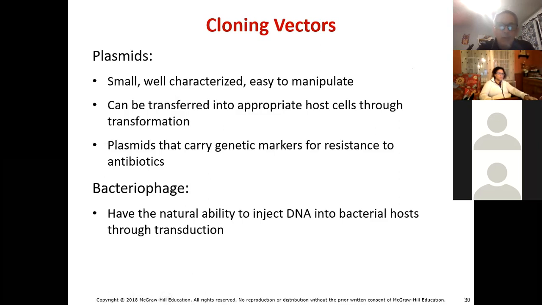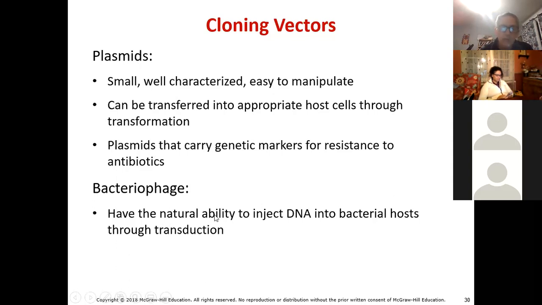Plasmids. If you remember the plasmids, those very small extrachromosomal pieces of DNA in bacteria, they can be transferred into appropriate host cells. We use the same process that the bacteria use, called transformation. You can take a cell and shock it or heat it up, and then it will absorb the plasmid. The plasmids can carry genetic markers for resistance, so you can grow your culture in the presence of an antibiotic. And if it's resistant to the antibiotic, you know your plasmid was successfully taken up.